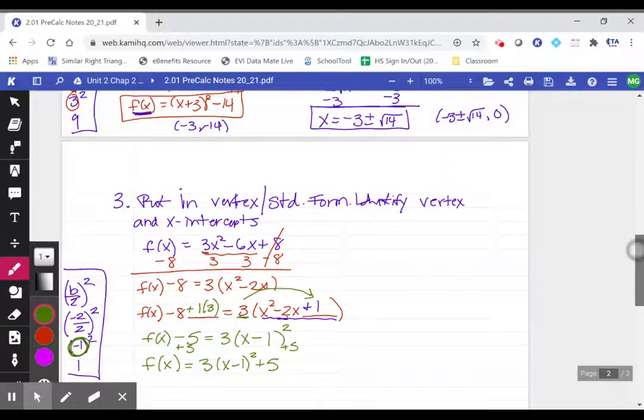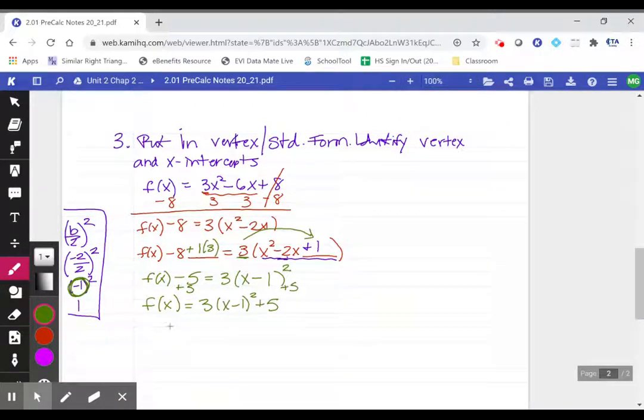plus 5. Now this one asked me to find my vertex and then my x-intercept. So far I put it in vertex form. My vertex is going to be positive 1, so it doesn't matter now what number's on the outside there. You just take the h value and then 5.